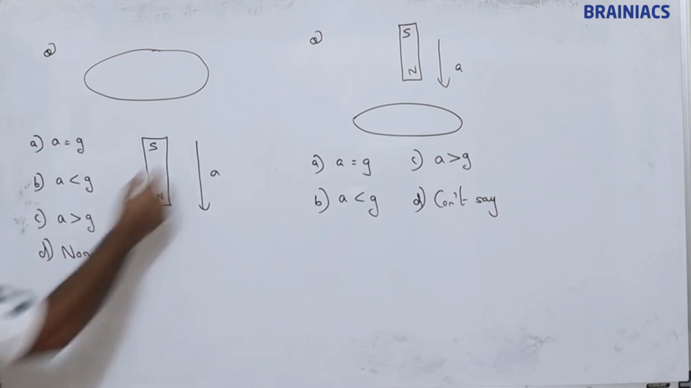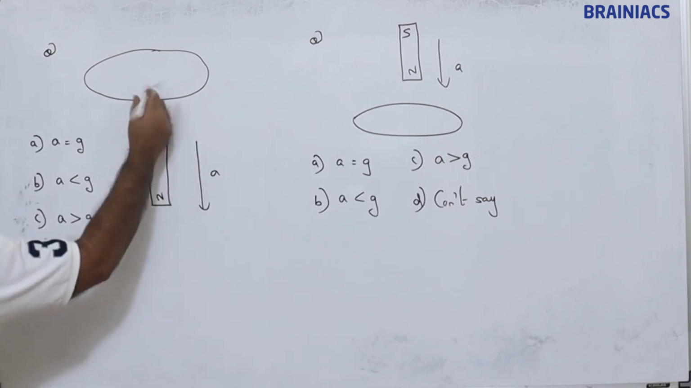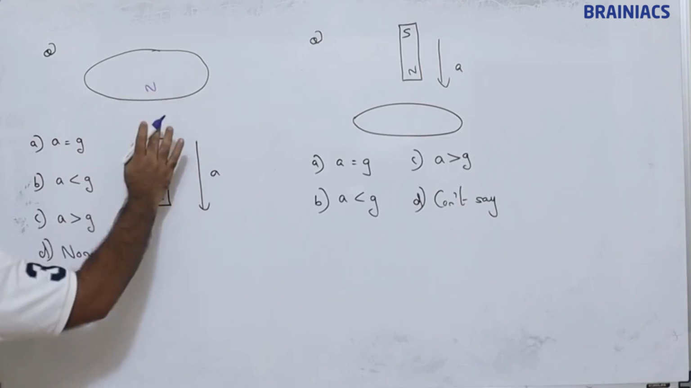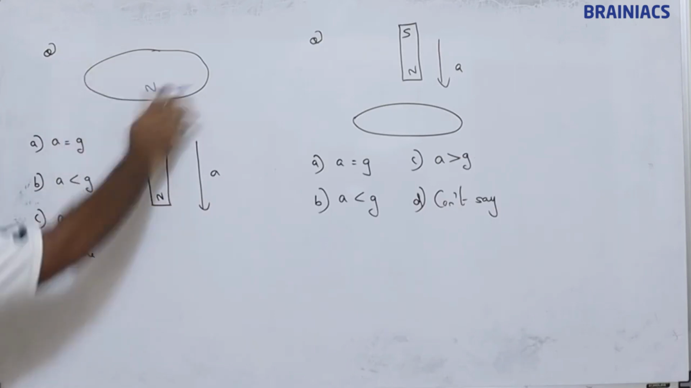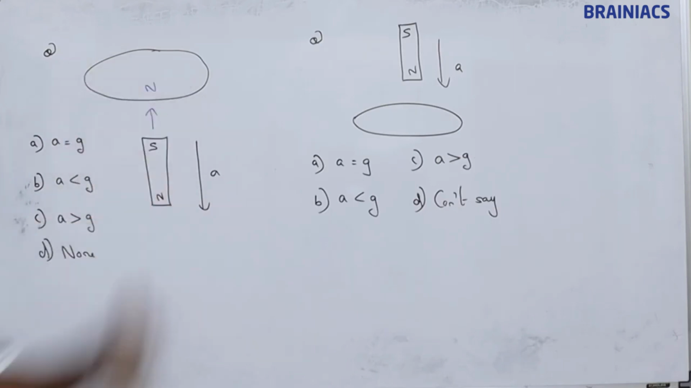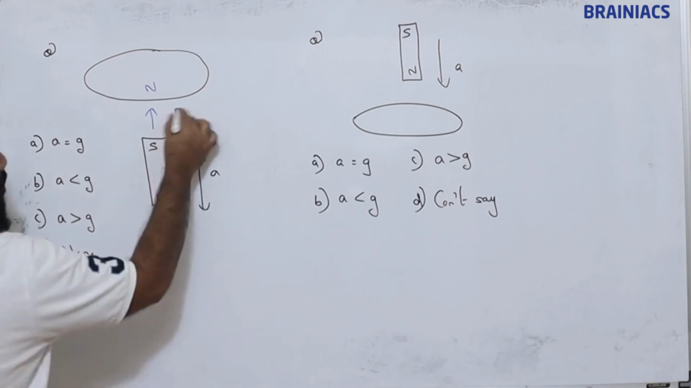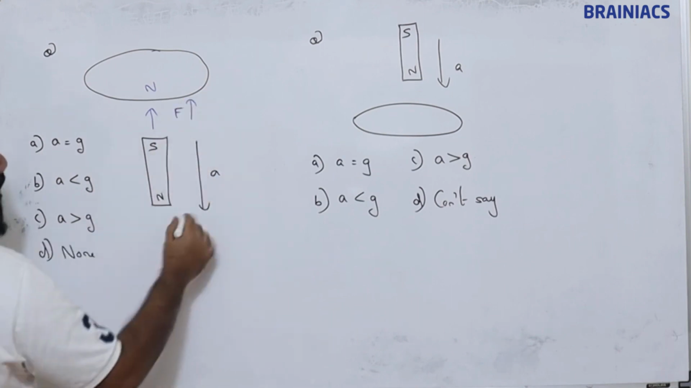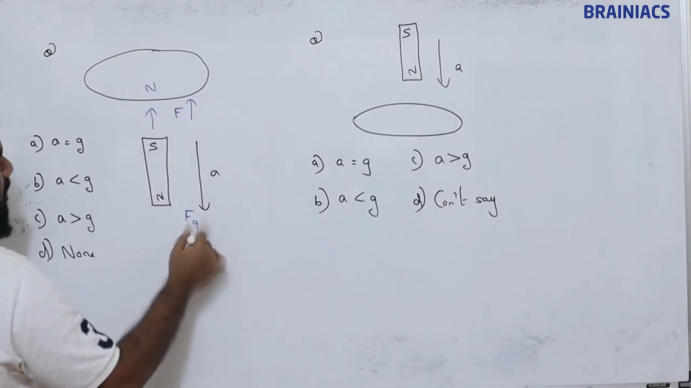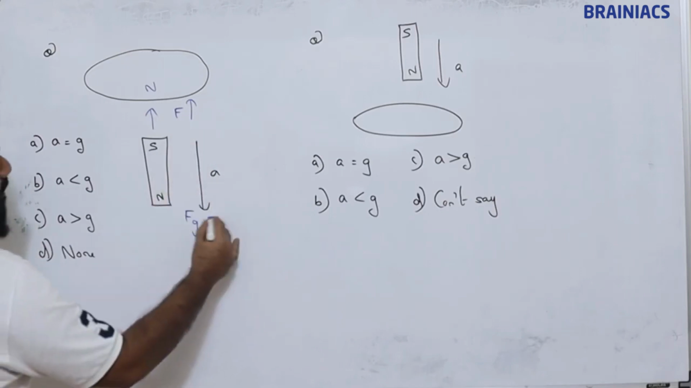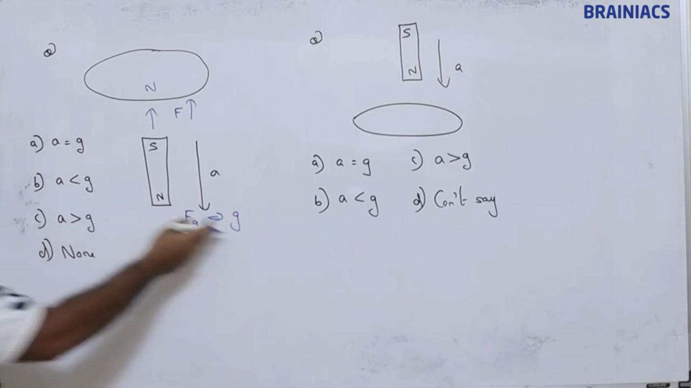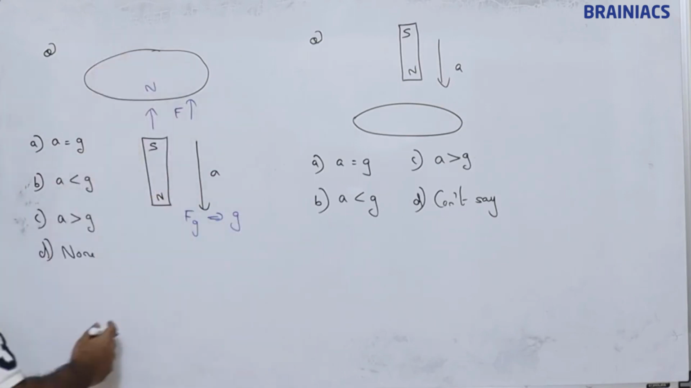Okay, since the magnet is moving away, what will happen? According to Lenz's law, a north pole will be induced here by the induced current, and it will try to attract. So definitely a small force will be acting in the upward direction. Because of gravitational force, g will be there, but now a small force will be acting upwards. So definitely the acceleration will be less than acceleration due to gravity.